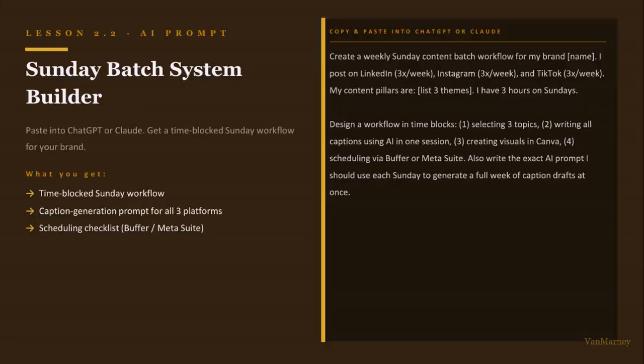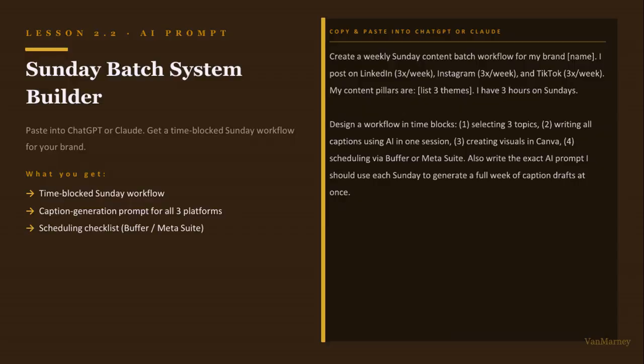Use the prompt on this slide to generate your time-blocked Sunday workflow with AI. You'll use it to create a clear batching plan for your brand, including a structured workflow, a caption generation prompt for all 3 platforms, and a scheduling checklist using tools like Buffer or MetaSuite. This lesson is about removing friction. Instead of wondering what to do first, next, or last, you'll have a defined process you can follow each week with much more ease.